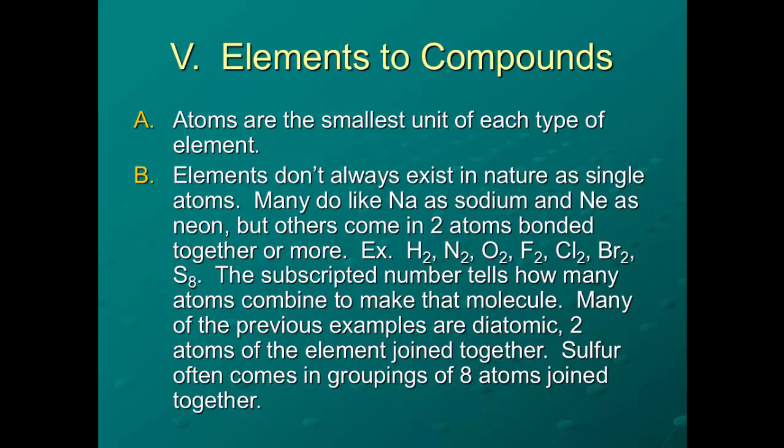But a lot of the non-metals exist as diatomic, which means two atoms when they're by themselves. So hydrogen comes as twos, nitrogen, oxygen, fluorine, chlorine, and bromine. These all come as twos. So they're called diatomic, and when you see them in a chemical reaction, if they're by themselves and not in a compound with other elements, they will be shown as two. Sulfur comes as 8. So if you have just sulfur by itself, it'll say S8.